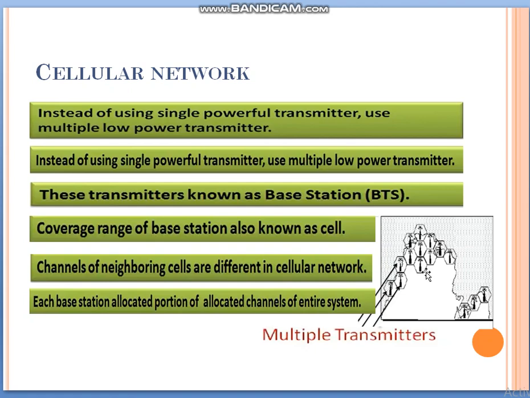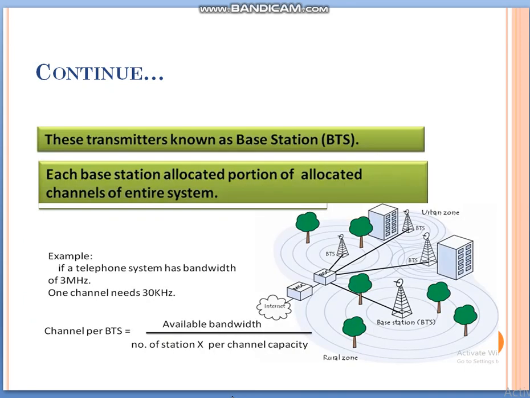In the cellular network concept, there is lower power consumption. Instead of a single powerful transmitter, we use multiple low-power transmitters. This transmitter is known as a base station, and the range covered by a base station is known as a cell. The channels of neighboring cells are different in a cellular network.